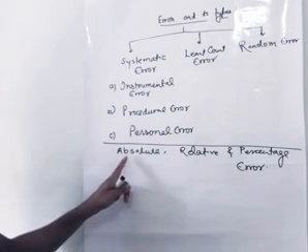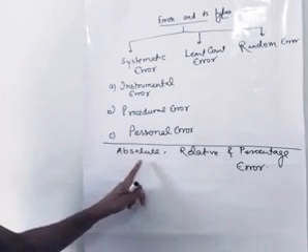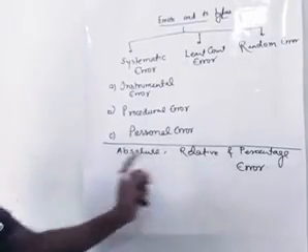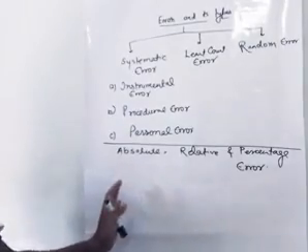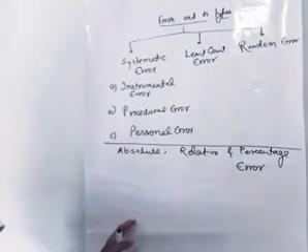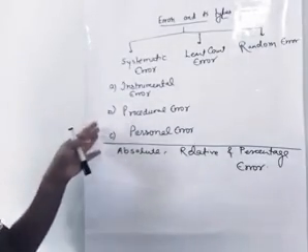Next, for calculation we have three types of error: absolute, relative, and percentage. For these three, I will make a separate video, because that is the calculation part of error and this is the theoretical part.